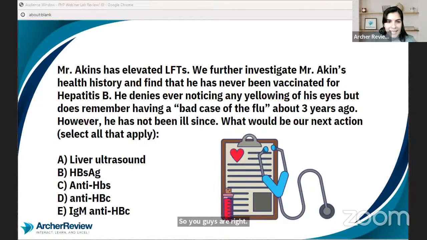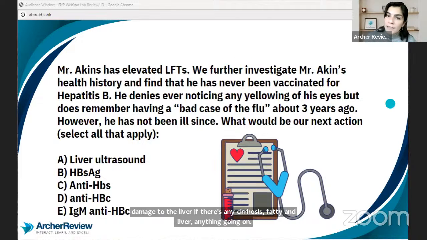The answer is A, B, C, and D, and we'll talk a little bit about that. So in a patient, what I want to point out with this exam question is in a patient with elevated LFTs, the gold standard is to order that liver ultrasound because you want to see if there's been any damage to the liver, if there's any cirrhosis, fatty liver, anything going on. Why are those LFTs elevated?